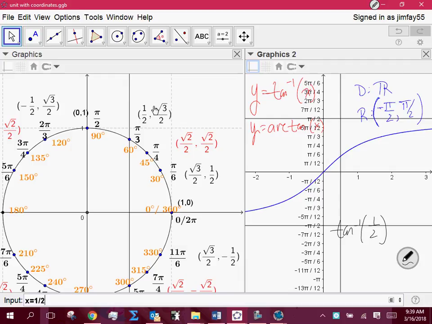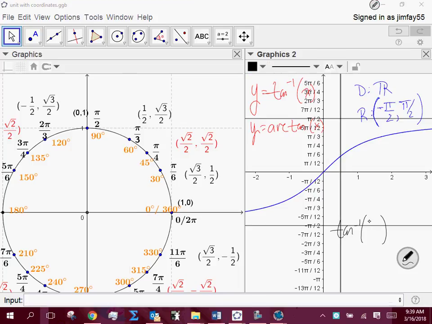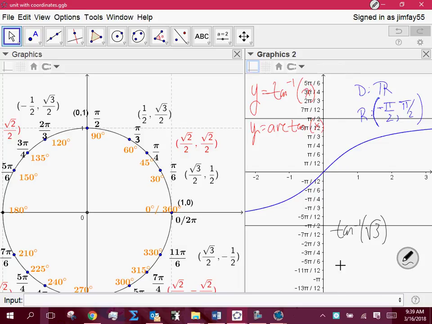Now, how do I do that over here? Actually, let's do it this way. Instead of saying 1/2, because these are the kind of numbers you're going to see, if I say tangent inverse of radical 3, so we would say x equals square root of 3. Now we're going to try to figure out what is the y value that goes with that. Well, looking over, it looks like pi over 3, right?